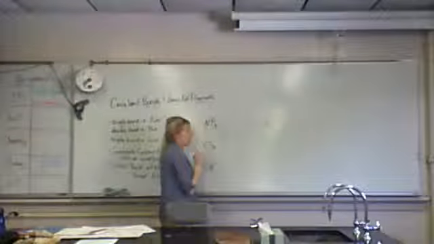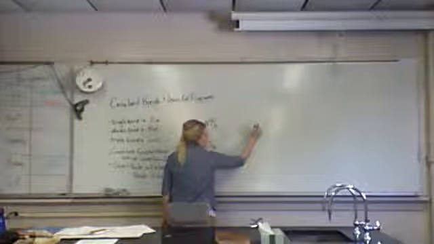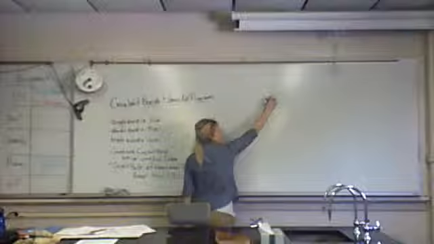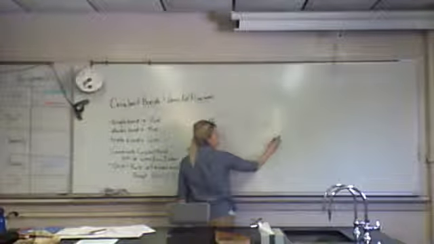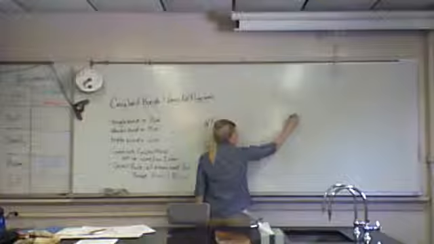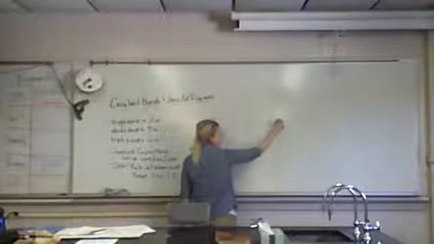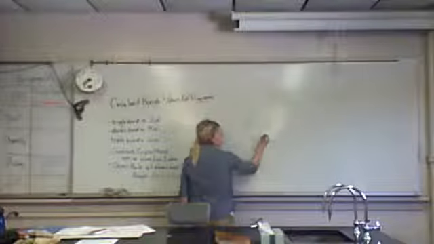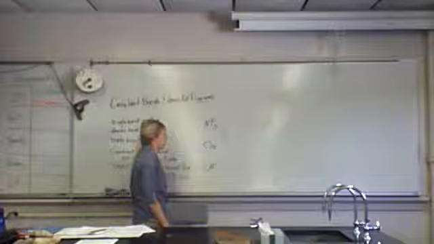Now let's go ahead and check the octet rule. 1, 2, 3, 4, 5, 6, 7, 8. This fluorine is satisfied. This fluorine is satisfied. This fluorine is satisfied. And this nitrogen is satisfied, and this is the Lewis dot structure for nitrogen trifluoride.